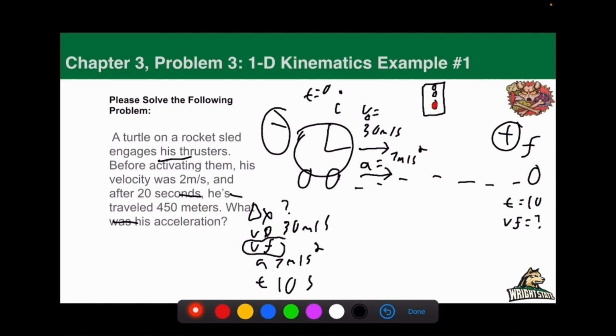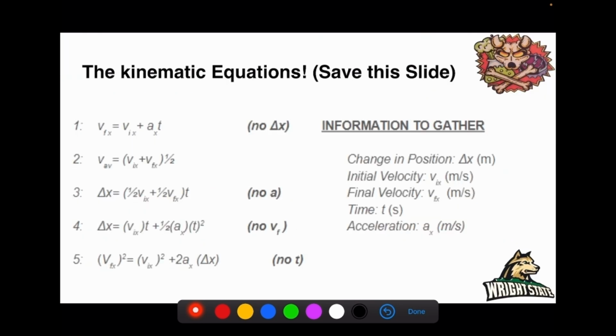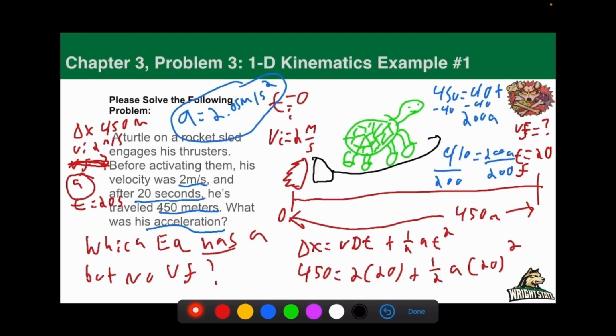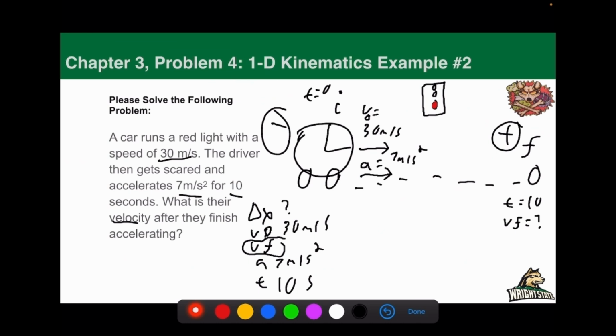So let's go back to our equations definition. Which of these is missing a delta x? It's the first one. Okay? So we could say that Vf equals V naught plus A times T, and then we just have to plug our stuff in here, and then we could solve it for Vf.